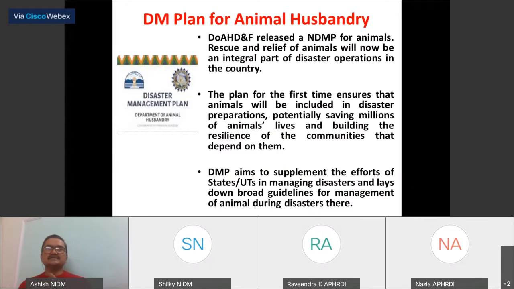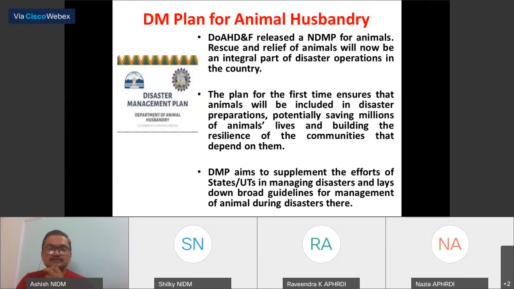Then as per the Disaster Management Act 2005, all the ministries, departments, and states have to have their own disaster management plans. So we have a Department of Animal Husbandry, Dairy and Fisheries, and they have released their National Disaster Management Plan for animals. It talks about rescue and relief of animals, and for the first time the plan ensures that animals will be included in disaster preparedness, potentially saving millions of animals' lives and building the resilience of the communities that depend on them for their livelihood.